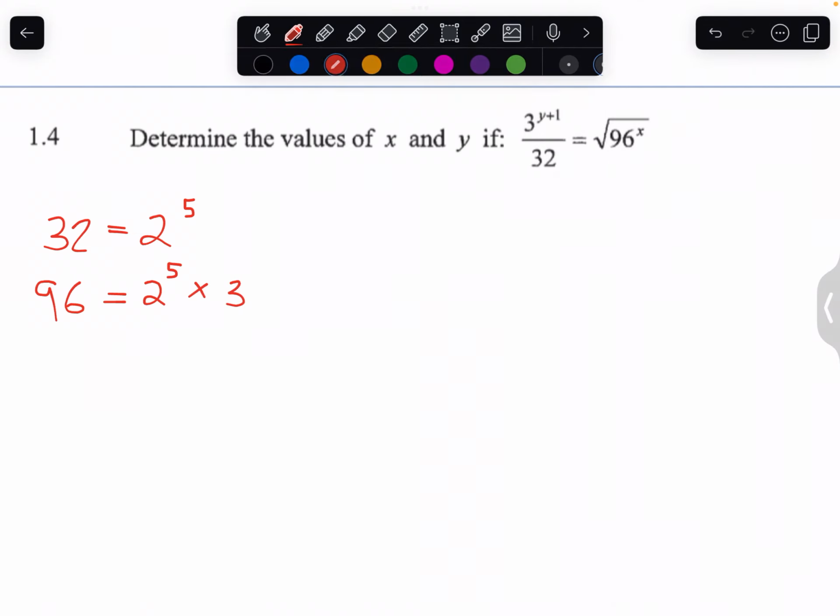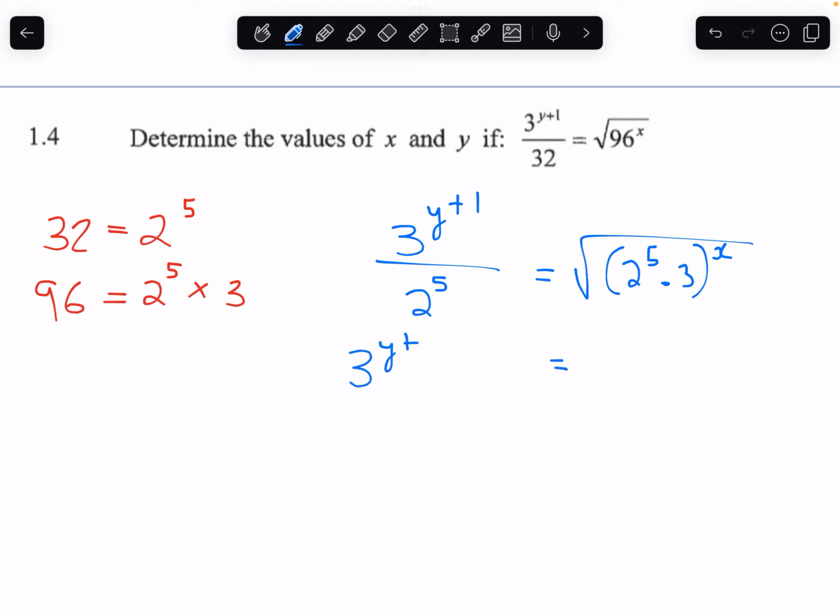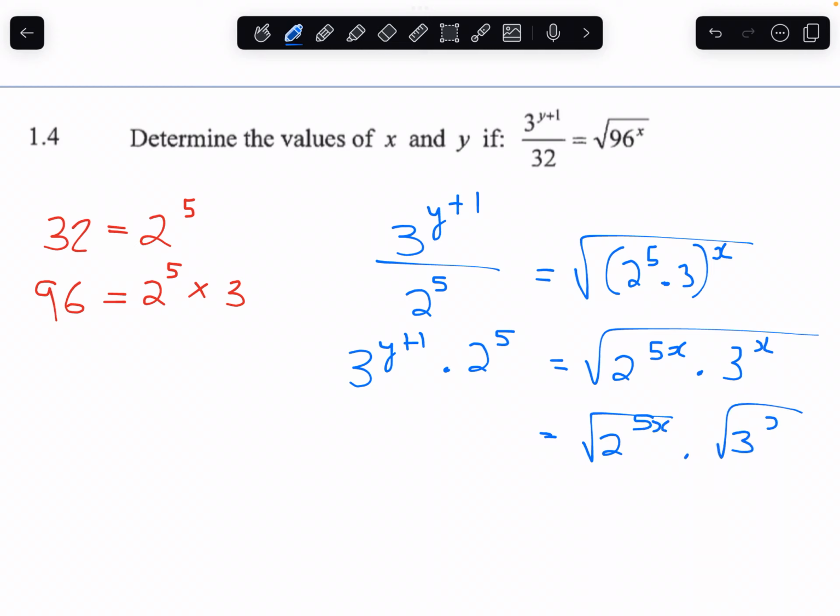So then I can rewrite the equations. The top will remain 3 to the y plus 1. The bottom will become 2 to the 5. And then over here we have 2 to the 5 times 3 raised to the power of x. So this would still be 3 to the y plus 1 times 2 to the 5. And over here we would have 2 to the 5x times 3 to the x. And then I would rewrite this as a product of square roots.